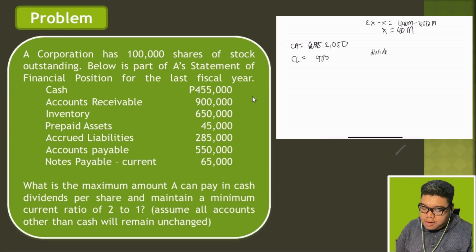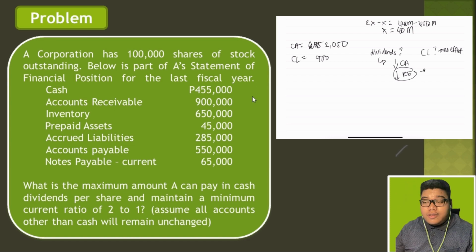So the question here is, how much can you pay as dividends? What would be the effect of dividends in this scenario? Cash dividends would decrease current asset. How about current liabilities? What would be the effect? No effect, because it would be paid in cash. So that is a decrease in current asset, and also a decrease in retained earnings, since the entry would be a debit to your retained earnings as part of distribution of earnings for the stockholders.